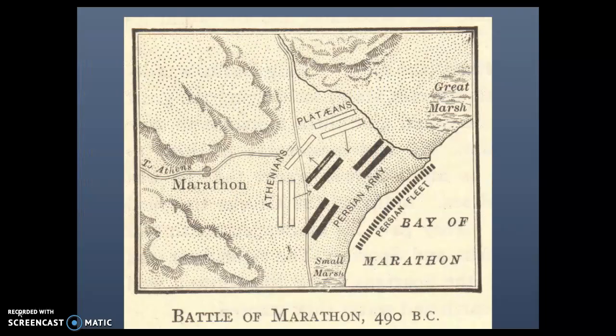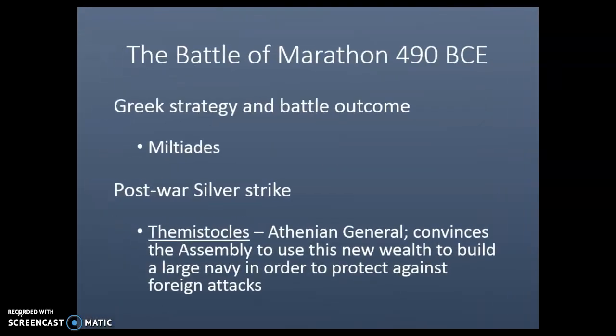Back one more. Here, very important afterwards. What comes after is this post-war silver strike. The Athenians find all of this silver, a major silver vein, right in their territory. At first, the idea was the Athenian assembly says, let's distribute all the wealth to our citizens, right? Sort of money to make everybody richer from the silver.